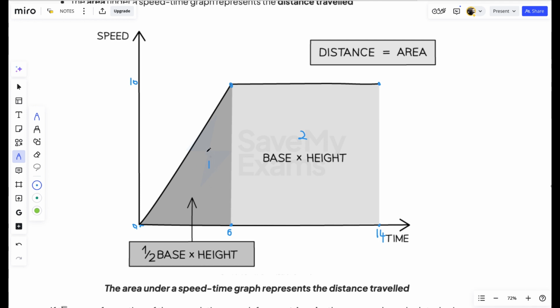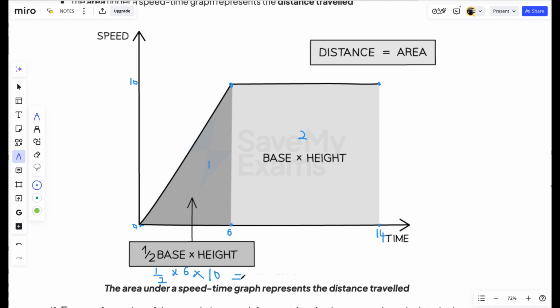So first of all, we'll find the area under the triangle. For the area of the triangle, we say half base. What's the base of the triangle? We break it into two, triangle and rectangle. Half of the base, from 0 to 6, is 6. So we say half times 6 times the height of the triangle, which is 10, from 0 to 10. So half times 6 is 3, and 3 times 10 is 30.